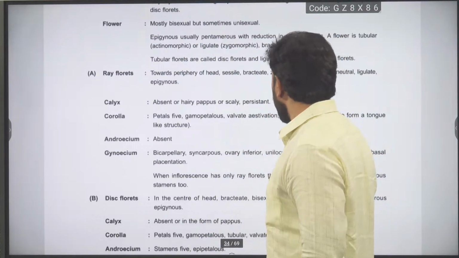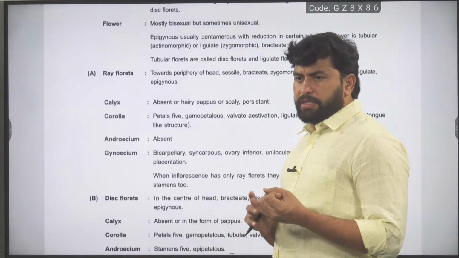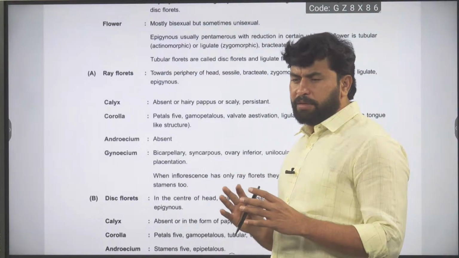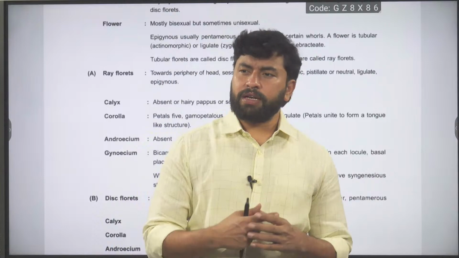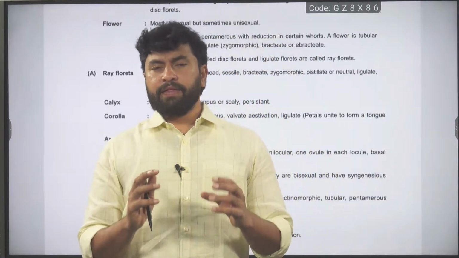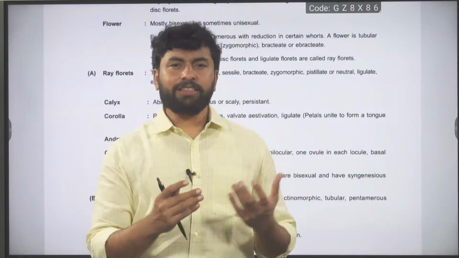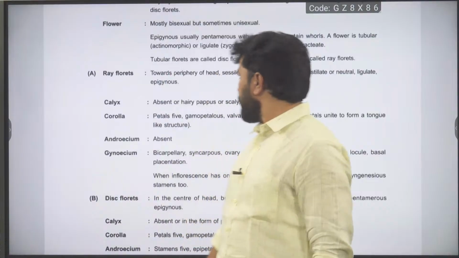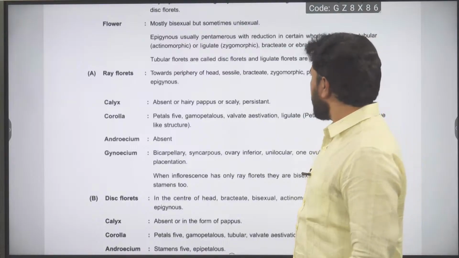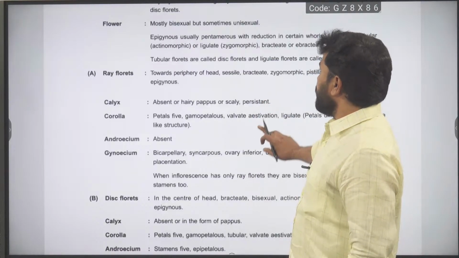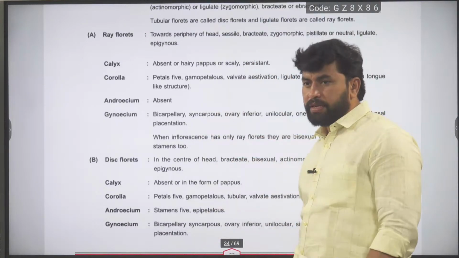Epigynous, usually pentamerous with reduction in the whorls. What do you mean by reduction in the whorls? Which means sepals, petals, such. In a head inflorescence, flowers are very small. Because of the small nature of the flowers, their sepals and petals are fused and usually disappear. This makes more space inside the head. Flower is tubular, actinomorphic, ligulate, that means tongue shaped, zygomorphic, bracteate, ebracteate. Tubular florets, disc florets, don't worry. Ray florets and disc florets we will discuss separately.